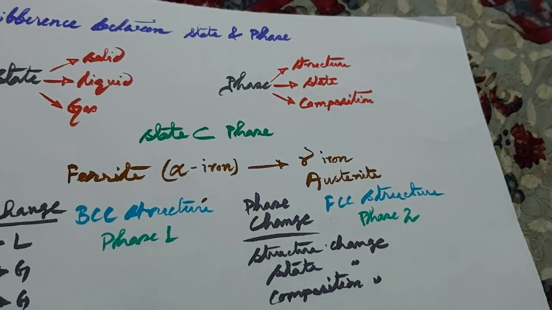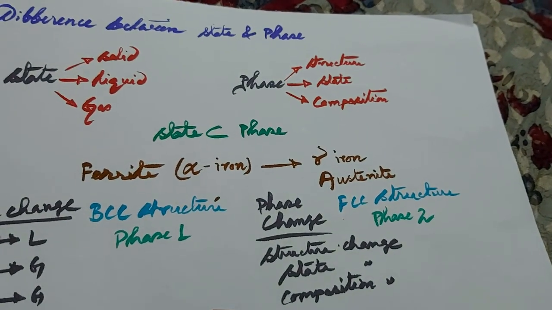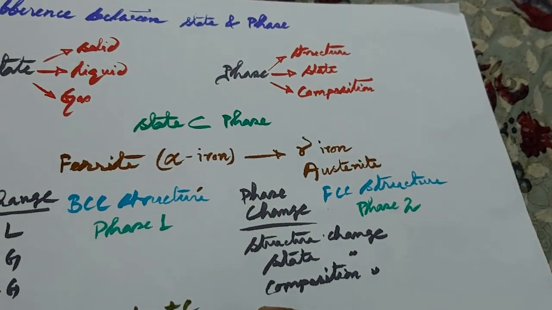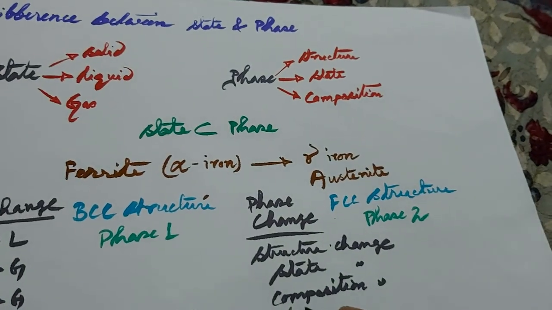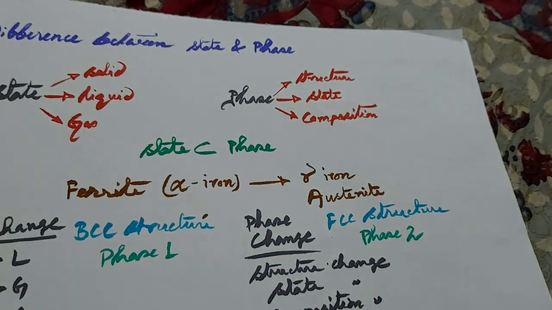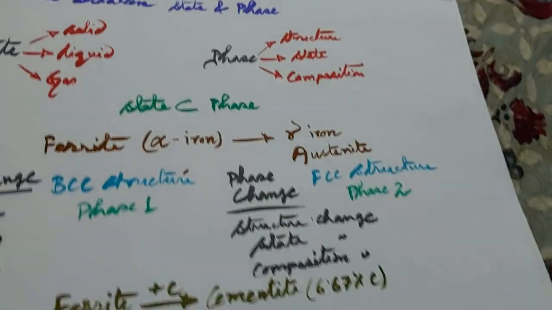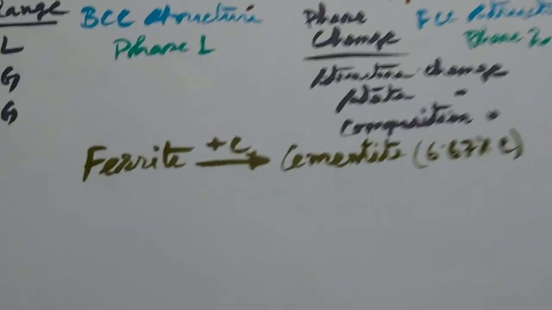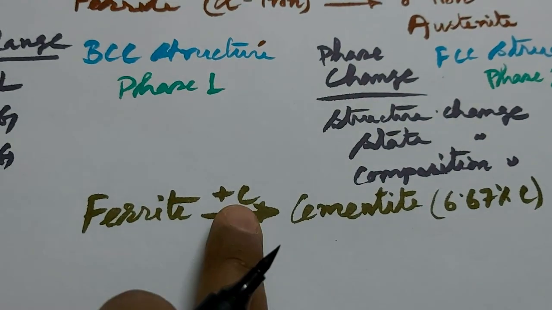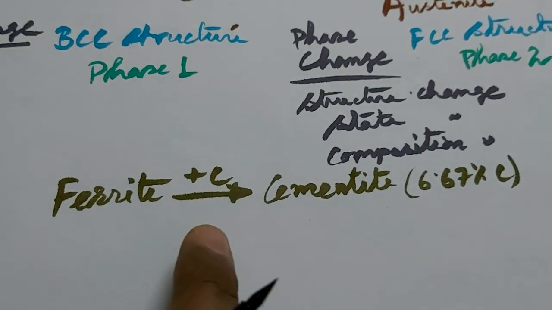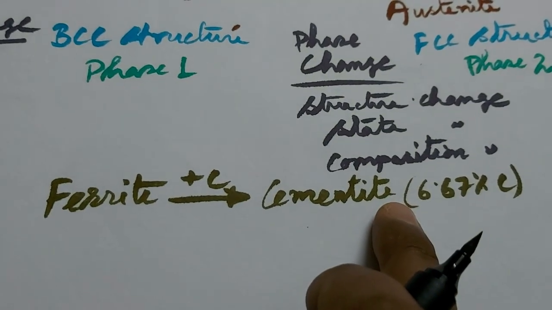Ferrite, we are taking the example of ferrite again. By adding carbon in ferrite, it will convert it into cementite. The cementite consists of 6.67% of carbon. So here we are changing the composition by adding carbon with ferrite. We are changing the composition of ferrite into cementite.